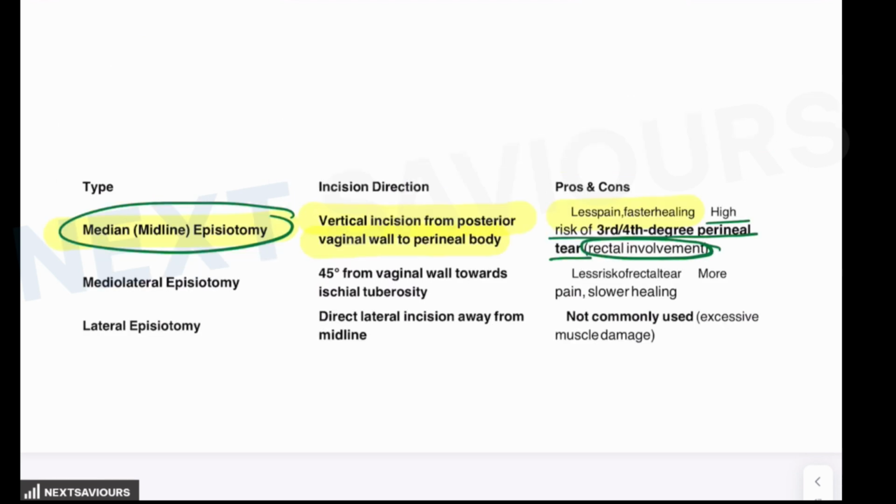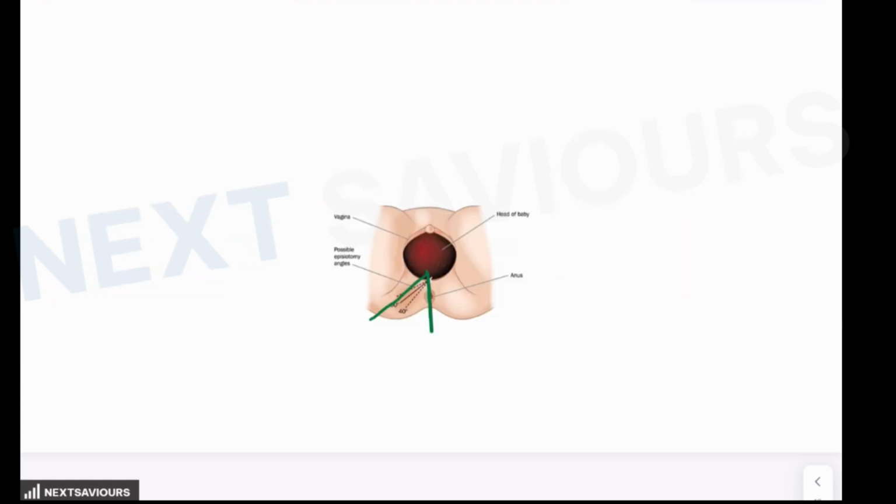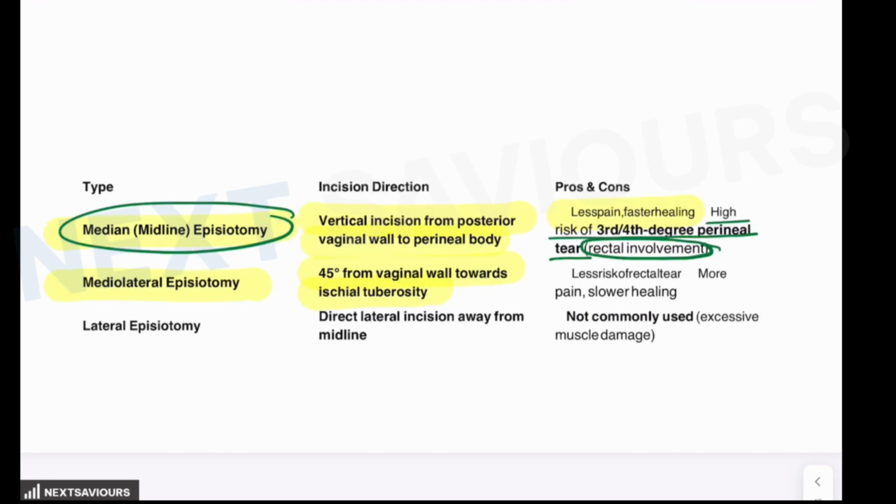Another incision is the mediolateral episiotomy, which is 45 degrees from the vagina towards the ischial tuberosities posteriorly. So this is how the mediolateral episiotomy goes. This is how mediolateral episiotomy incisions are proceeded with. Now, the disadvantage is that it is more painful and there is slower healing. But it has the advantage that it has a lesser risk for rectal tears.